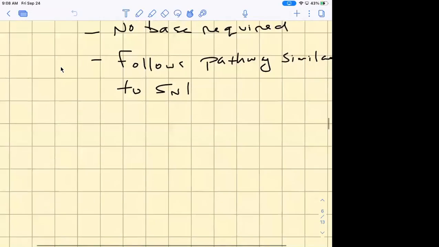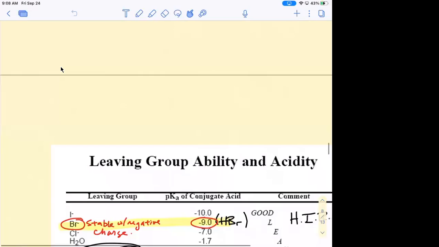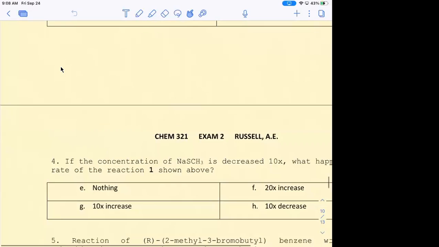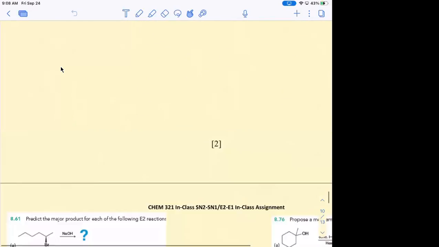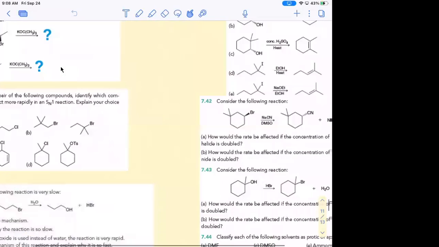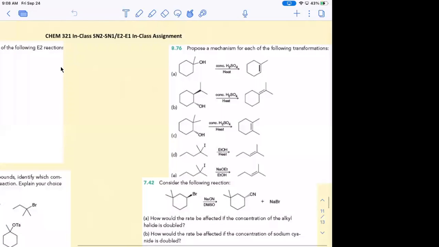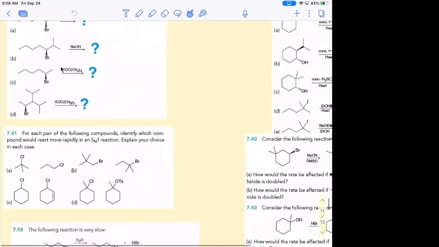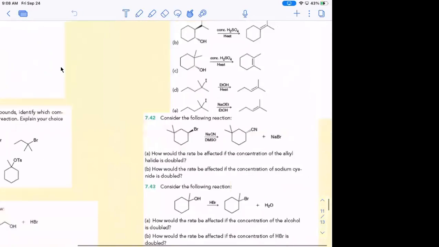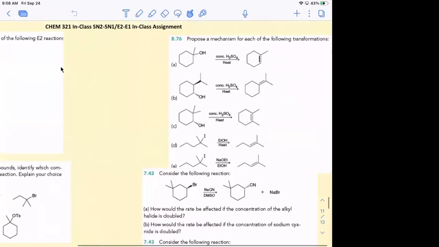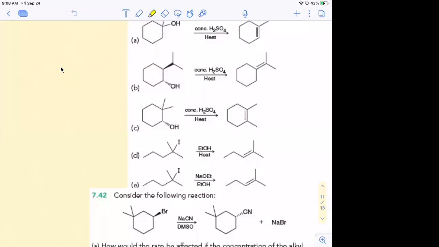Where do we stop off? We stopped here. Is that right? What did we do? We did all of these except for the ones that we had planned on doing over here. Is that right? Yeah, I think we stopped at 7.44. But we didn't have to do it on another sheet, did we?